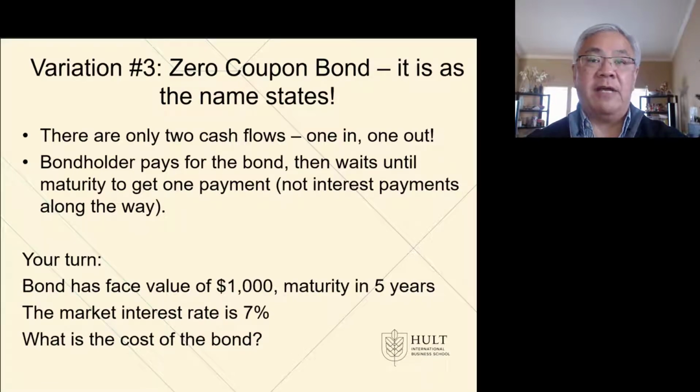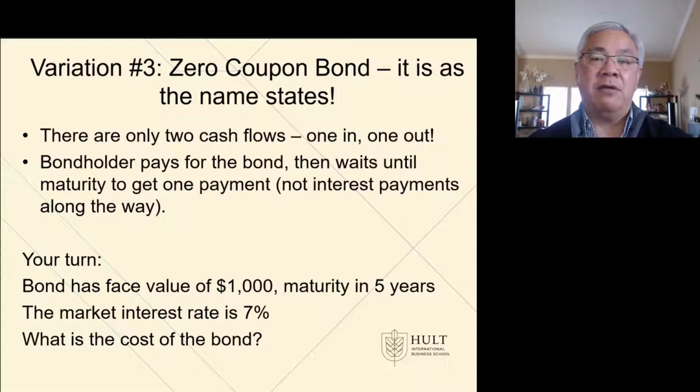Right. The next variation is what we call a zero, or a zero coupon bond. And it's exactly what it means. It means there are zero coupons. This is a very, very simple structure. It means I pay money up front and I get nothing until the maturity of the bond, in which case I get a big check.